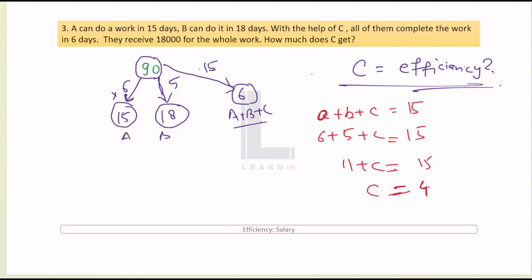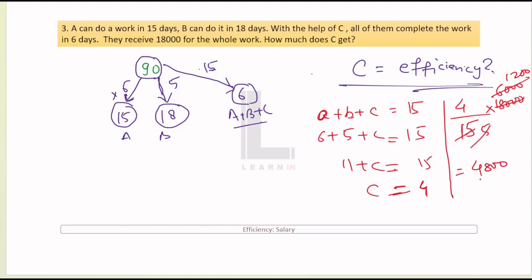Now when he is taking 4, we have to find the ratio of work that he has done. So 4 upon 15 would be the total work, and since we are getting 18,000, let us see where we can get from here. 5 3s are 15 and 6 3s are 18, so 6,000 would be the answer, and this would turn into 1200. Now 1200 into 4 is 4800. Now C would take 4800 rupees out of this. Remember, whenever the salary question comes, and they receive rupees 18,000, you have to find how much work they have done, and this step is really important.